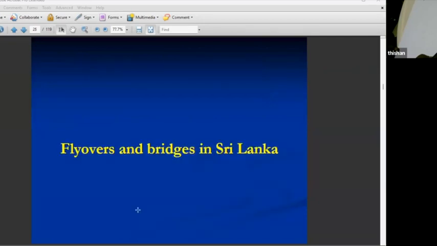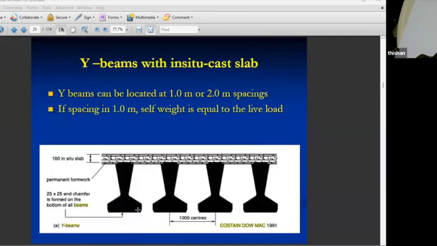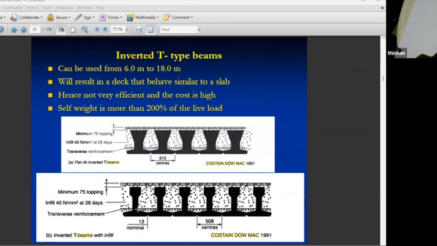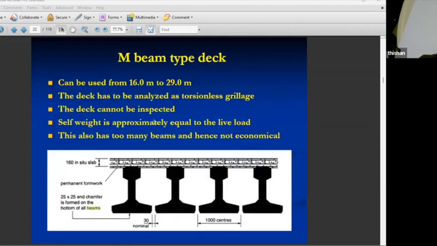And when people used this for the first time in the 1960s with pre-stressing, they thought it's very good if they can form a slab without formwork. So they went for this particular form. But later they found that this particular bridge is too heavy for longer spans. So this is for about 6 to 18 meters. But then they developed this particular one from 16 to 29 meters.